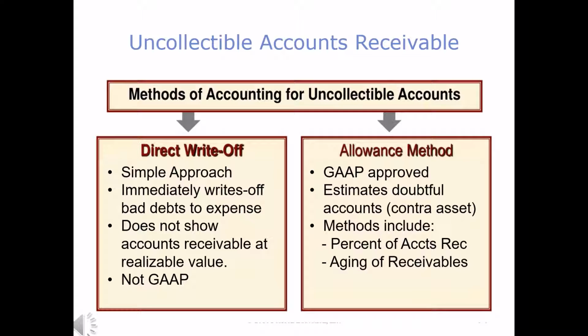Because the direct write-off method is not acceptable with GAAP for material amounts, we need to be able to use allowance methods in order to estimate our accounts receivables that are not collectible. The two methods that we're going to use are the percentage of accounts receivable method and the aging of receivables method.